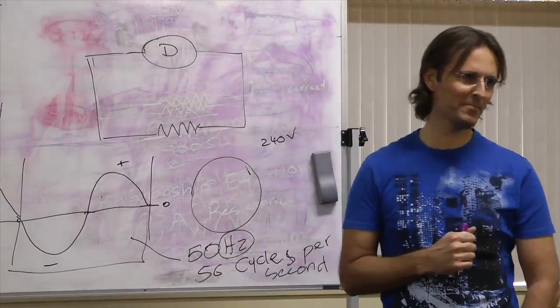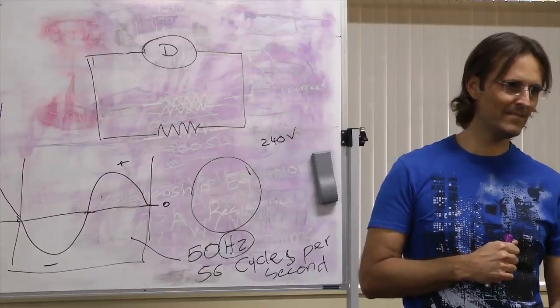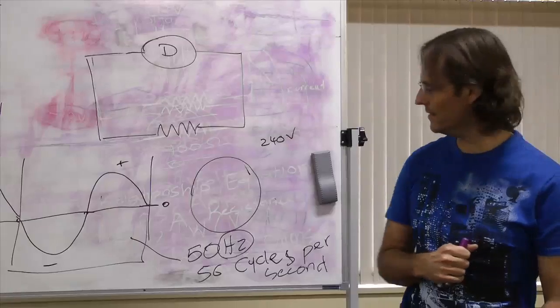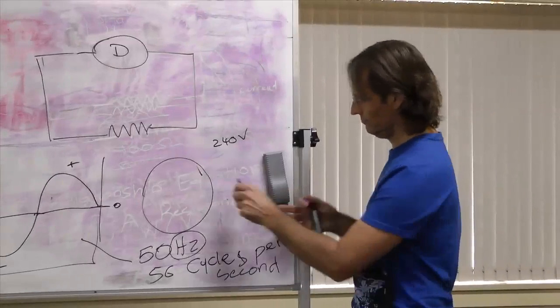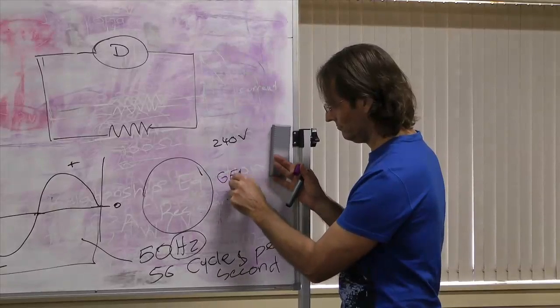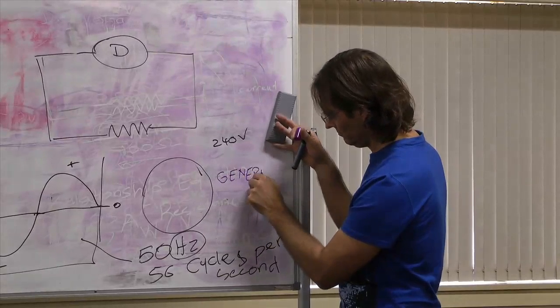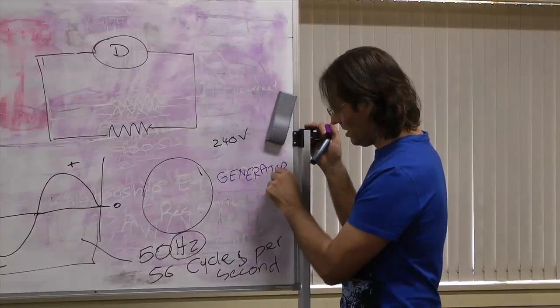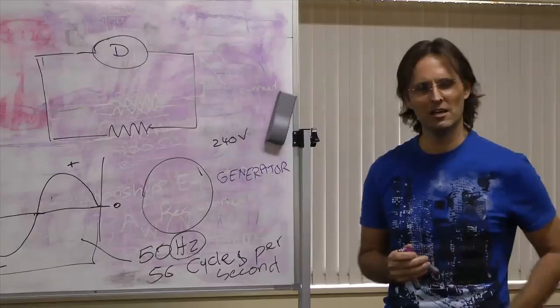So, obviously, the generator needs to turn less in a car than it does in a house, so that it'd be less cycles per second in the example of the car as opposed to the house.